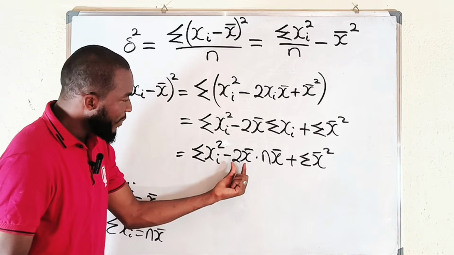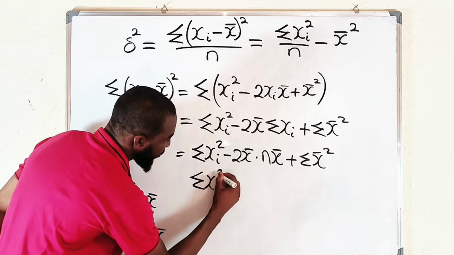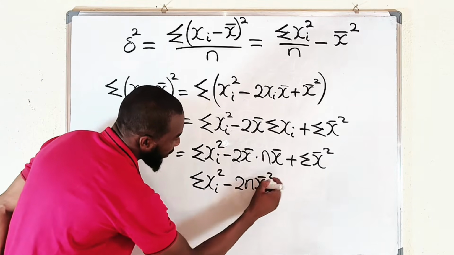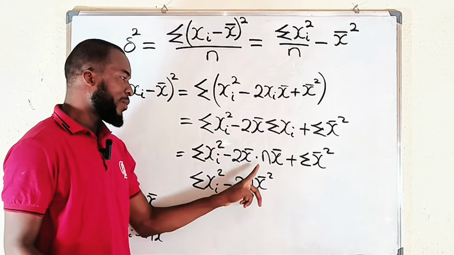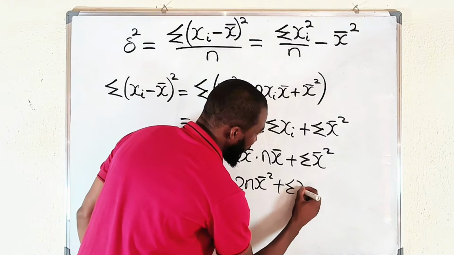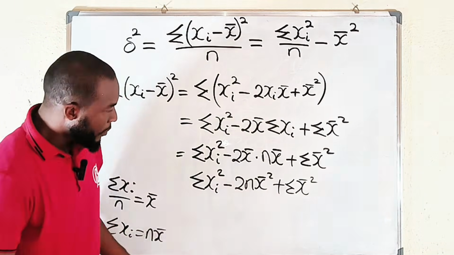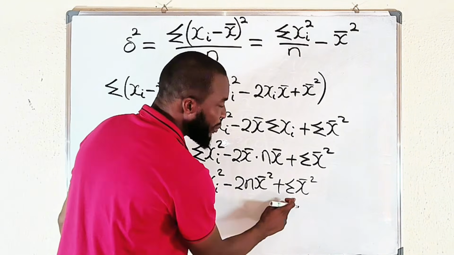We have this time this, summation of xi squared minus 2n x bar squared, right? Minus 2 times n is minus 2n, x bar times x bar is x bar squared. Then we have plus summation of x bar squared. Like terms. Okay, I have not simplified this one.